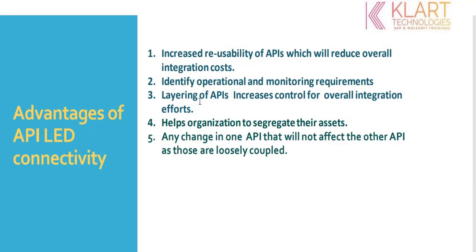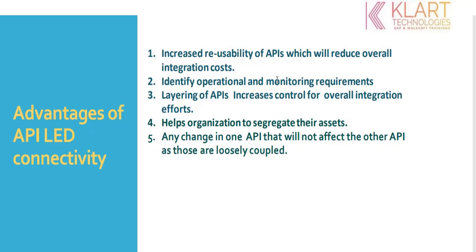Another one is identifying operation and monitoring requirements. It means that for the experience layer, you are going to apply all these SLAs and security policies or any other non-functional requirements. You are going to apply them on the experience API. But for the system and process APIs, you don't need to do anything, because those are internal to our organization. We are not going to expose system and process APIs.